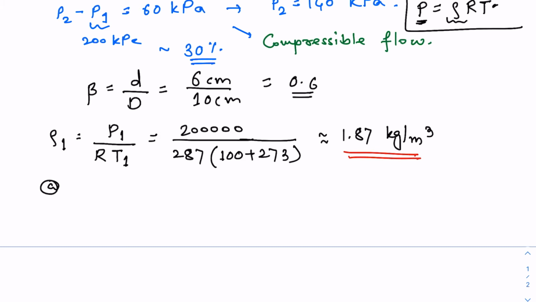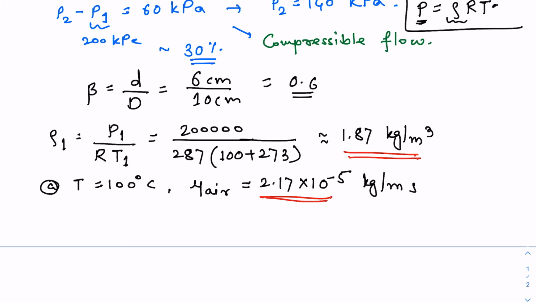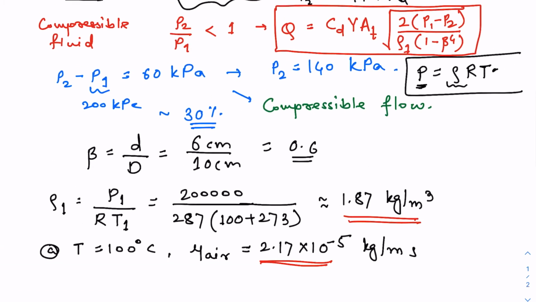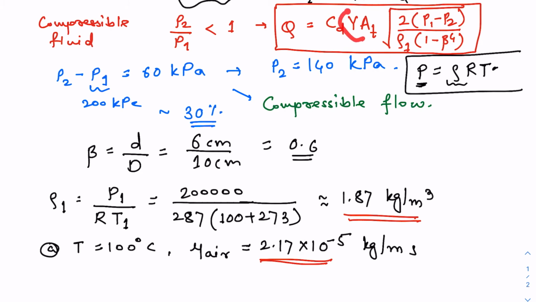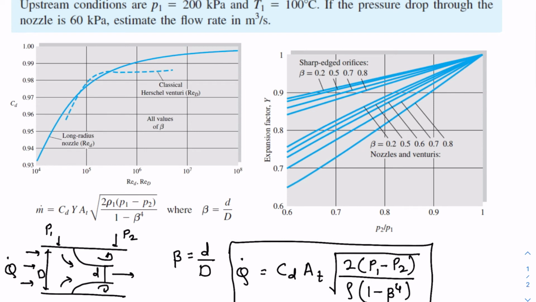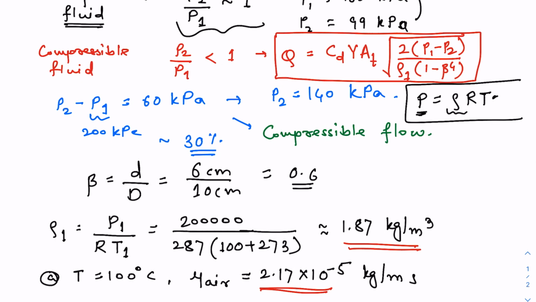Also, at 100 degrees Celsius the viscosity of air is known. You can find it from any database. It comes out to be 2.17 times 10 to the power minus 5 kg per meter second. So the density at 1 is known, and the viscosity of air at 1 is known. Let's see what the value of this expansion factor is. As this figure shows, the expansion factor depends on P2 by P1 and the geometrical ratio beta. Here our beta is 0.6, so we need to look along this line, and P2 by P1 is basically 140 divided by 200, which is 0.7.